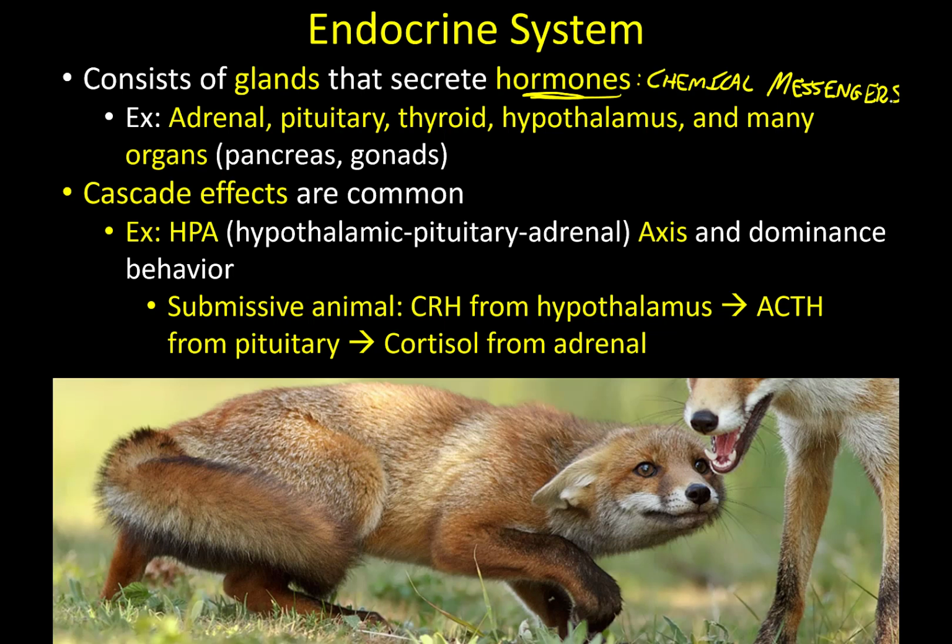Now, some examples of glands that participate in the endocrine system: the adrenal glands. These are located right above the kidney and are probably most famous for secreting the hormone epinephrine, which is more commonly known as adrenaline. It tends to trigger the fight or flight response in most animals.